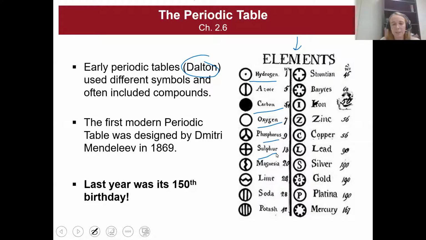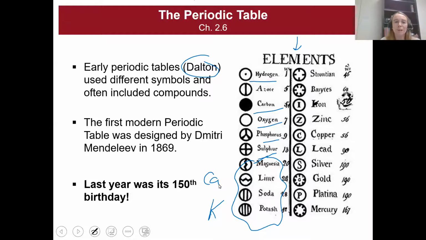But then we've got some down here that are not actually elements. Magnesia, lime, soda, potash, those are actually compounds. So potash is a compound made of potassium. Lime is a compound made of calcium, I think, or soda. I'm not sure which. I never remember which is which, but one of them is made of calcium, but it's not an element, it's a compound. So they didn't really even know what elements were. They were just kind of guessing and going off of what they could observe in nature.